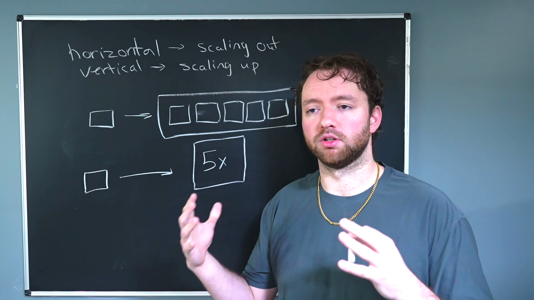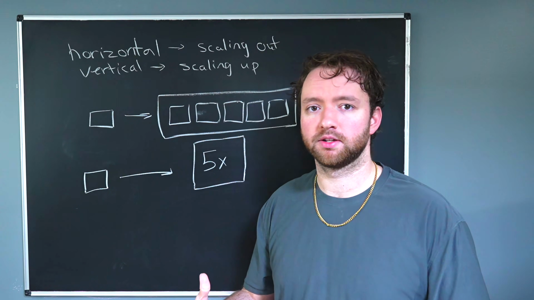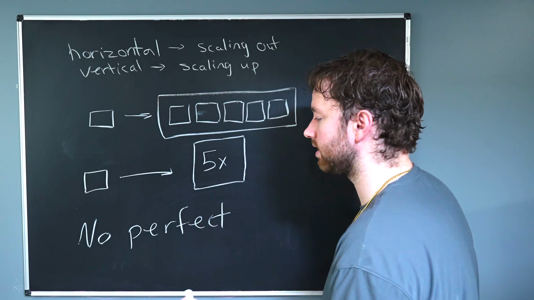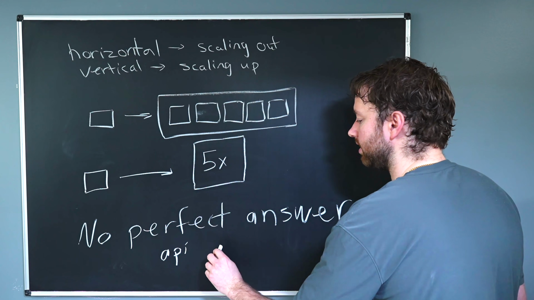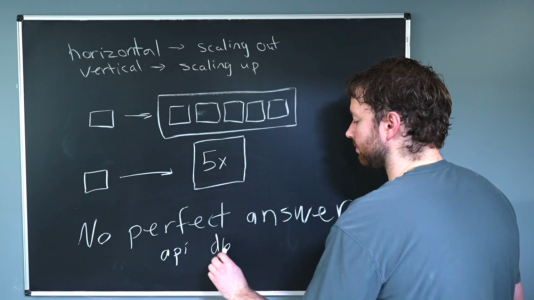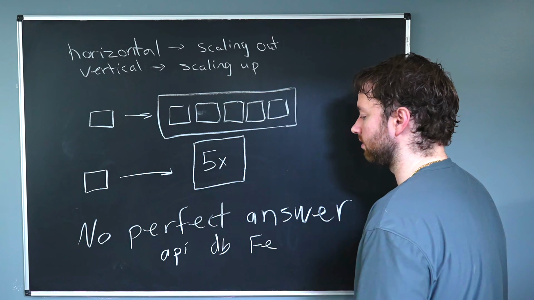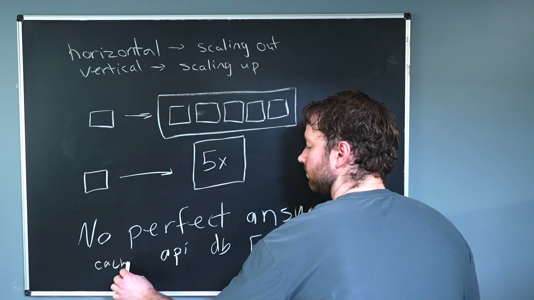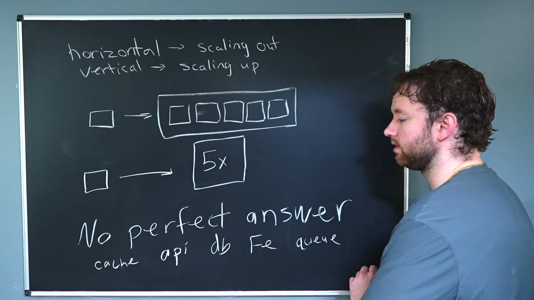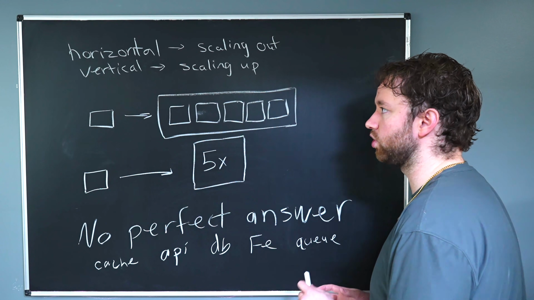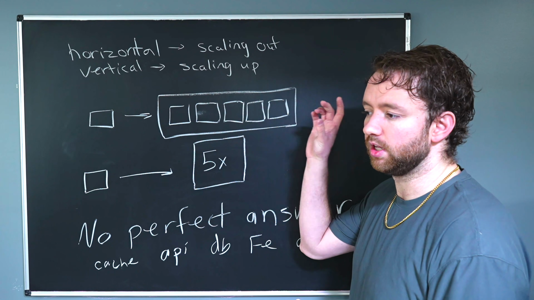it can vary a lot on the type of service. So what a lot of people don't realize is there's no perfect answer. If you're working with an API, that might be different than if you're working with a database or a front end or a cache or a queue. The type of service is going to change which one of these is ideal.